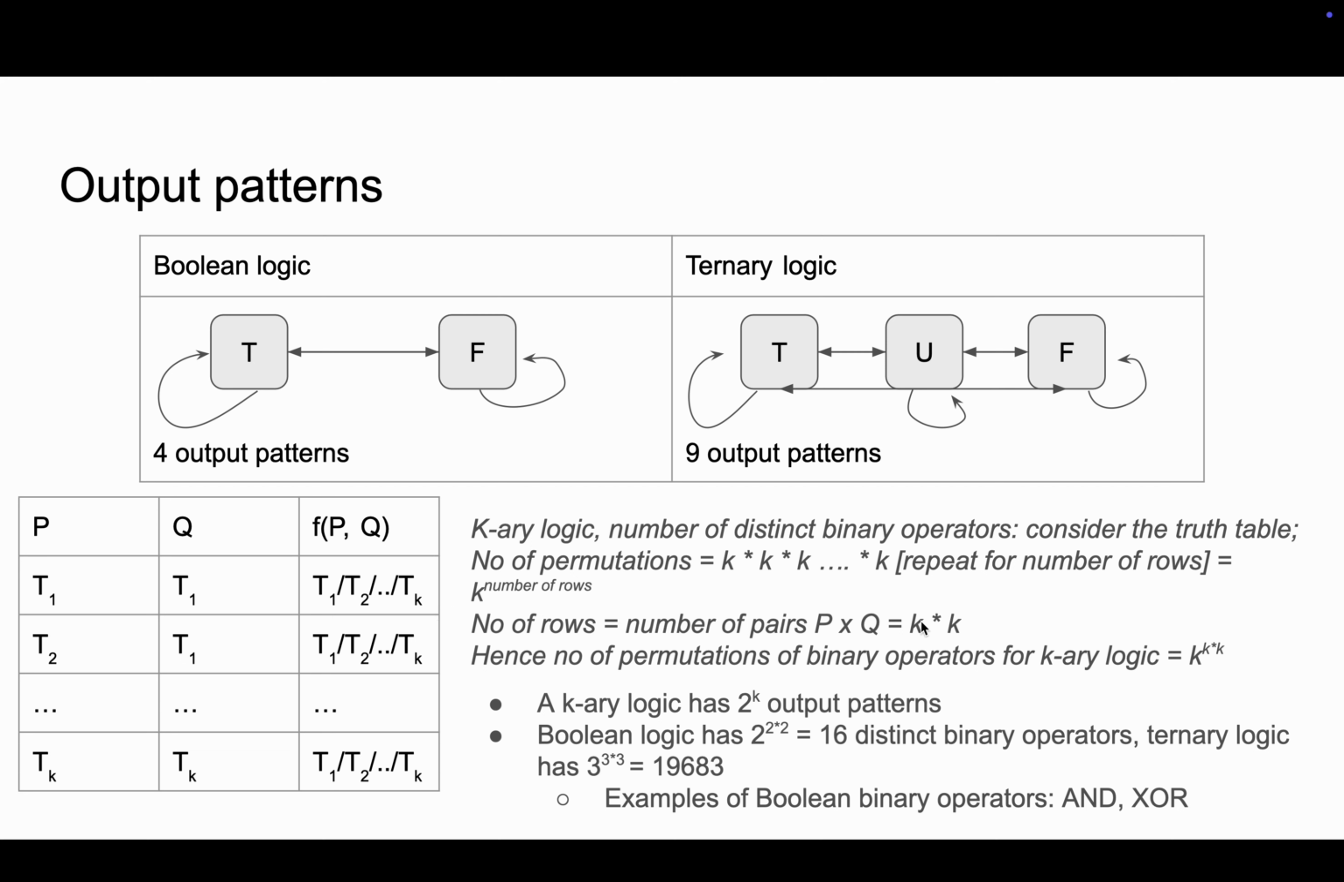And when you take k multiplied by k, which is k squared, you are finding the number of pairs of P and Q. So when you perform your permutation, you will get k to the power of the number of rows, which is k to the power of k squared.